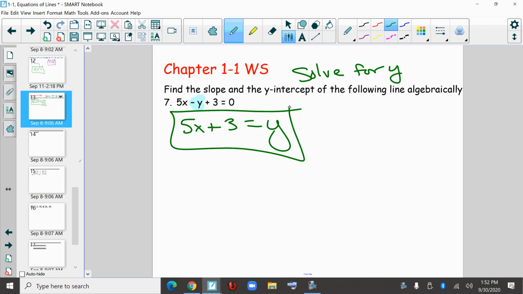It says it wants the slope. Okay, so what's my slope out of that equation? 5. And my y-intercept, remember, I'm super picky. It has to be an ordered pair. So what is the ordered pair representing my b value up there? 0, 3. So that's how you're going to do that one.